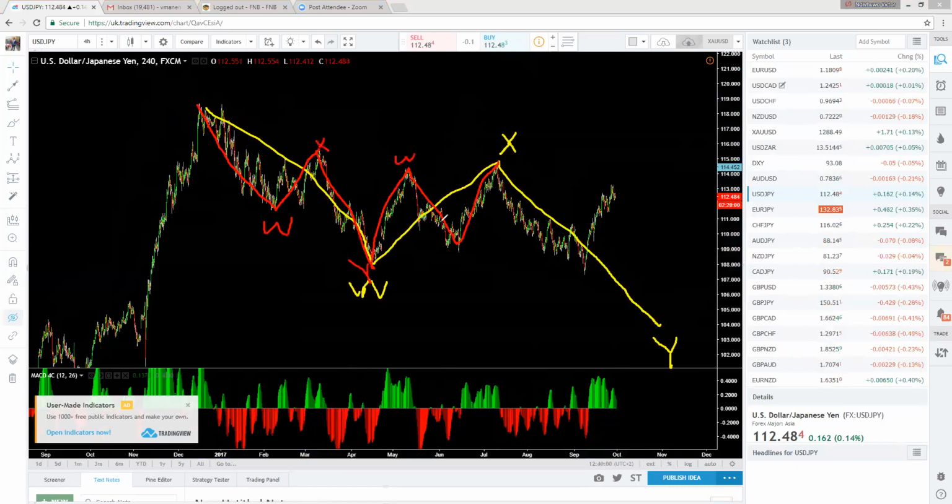This is all WXY. I'm just going to a lower degree, filling in because I've identified the pattern. So now the labeling is easy. If I just go to lower and lower time frames, it's going to be easy. So now we are here. I see a 1. I see a 2.